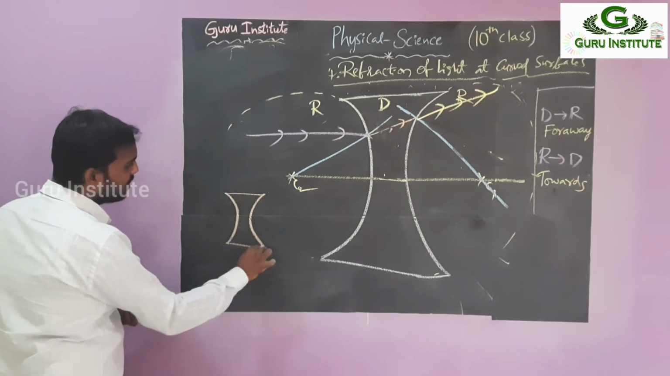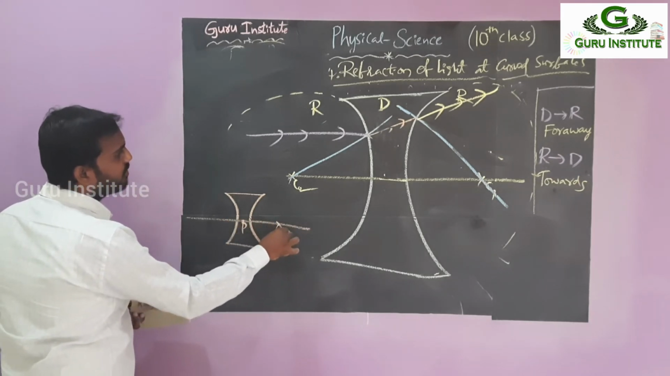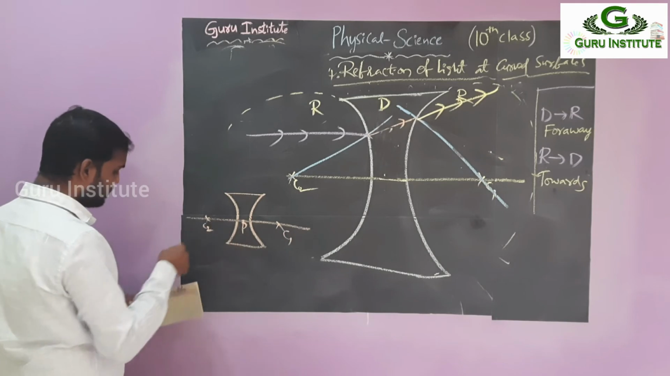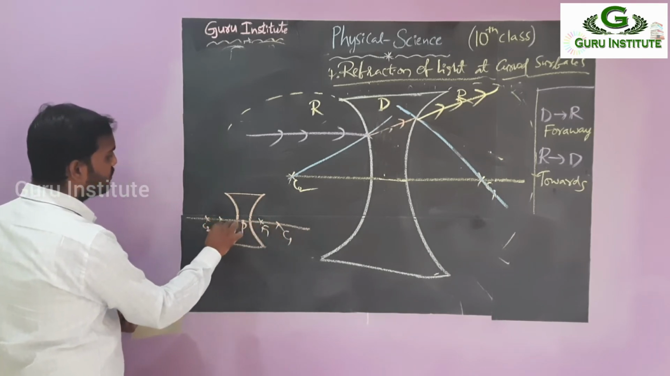So this is the concave lens. This is the pole. Center of curvature of the first one, center of curvature of the second one. And this is focus one, and this is focus two.